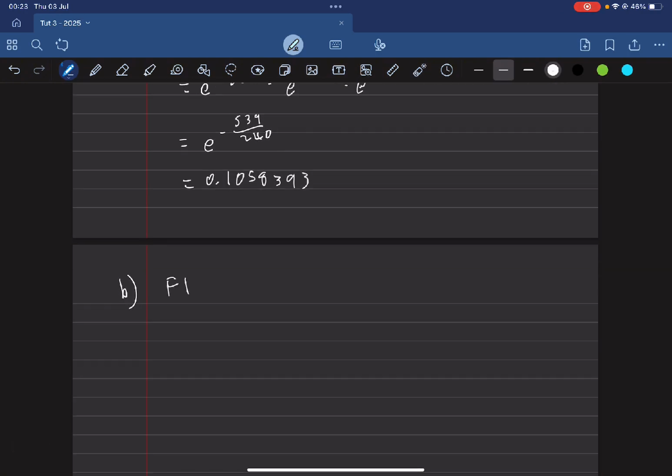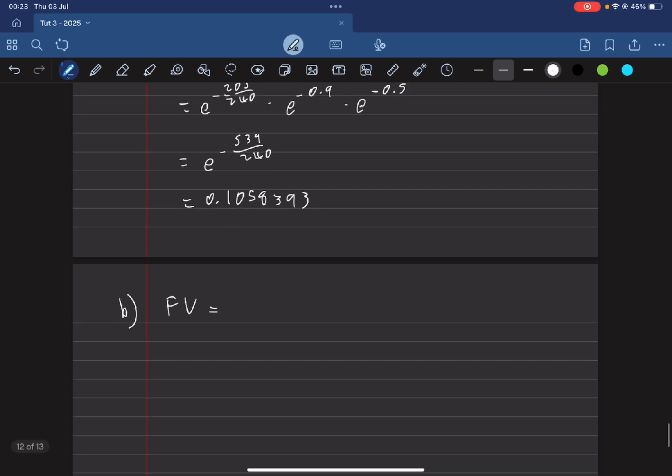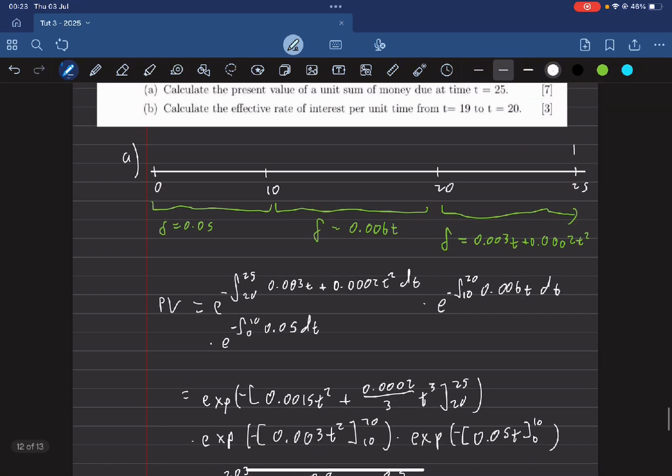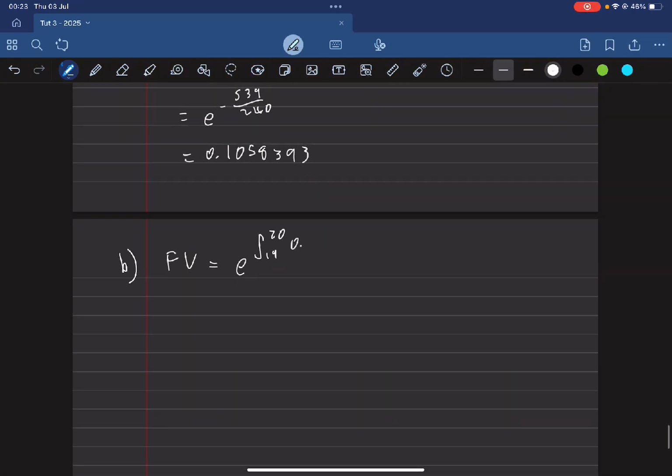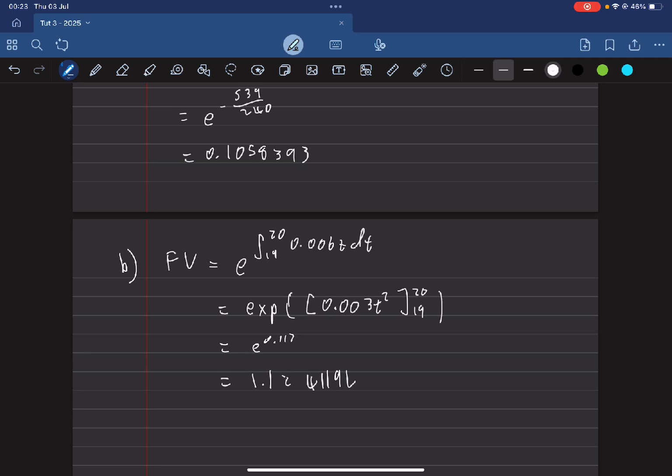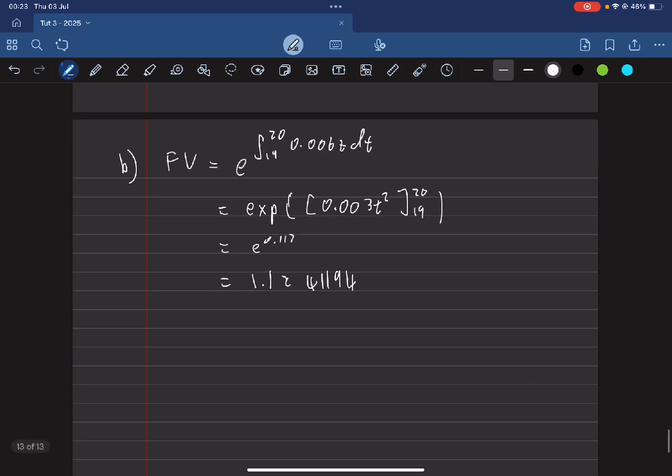So future value, if we have a unit sum of money at time 19, it'll be e to the power of the integral from 19 to 20 of 0.006t dt. Okay, so that's going to give you e to the power of 0.003t squared from 19 to 20, which is going to be e to the power of 0.117, which is 1.12411194. Cool.